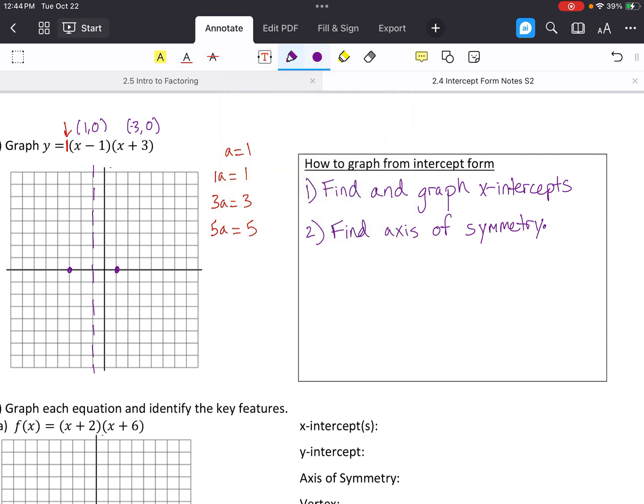So one strategy you could do would be to plug in for the vertex, which is what I did in the last video. In this one, you can actually use this growth rate and work backwards. I'm going to abbreviate axis of symmetry with AOS. So you're going to count how many spaces are between the axis of symmetry and one of the x-intercepts.